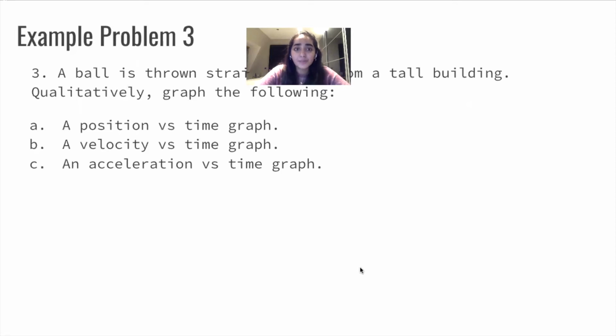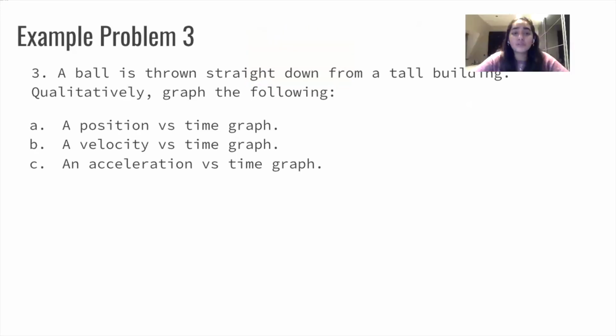Our next couple problems are going to be based on graphs. So let's start off with this one. A ball is thrown straight down from a tall building. Qualitatively, so that means you don't need real numbers, try to graph these 3 different graphs: position versus time, velocity versus time, and acceleration versus time.